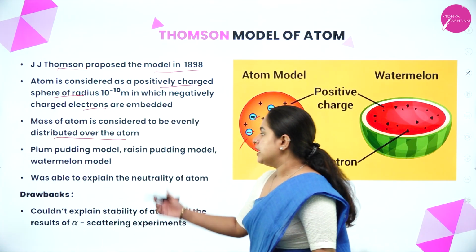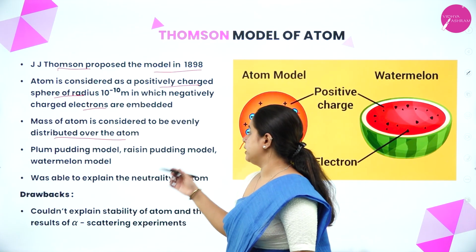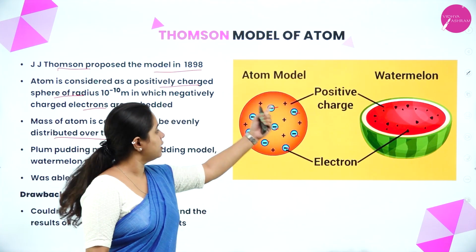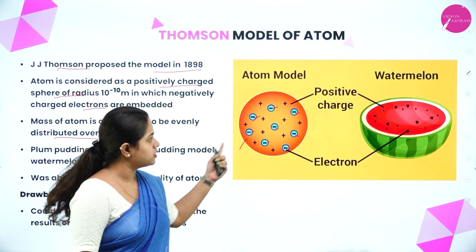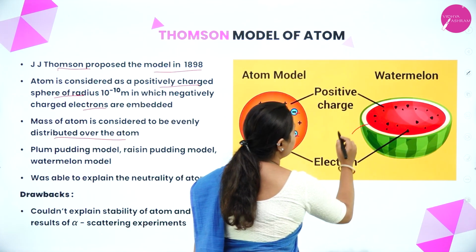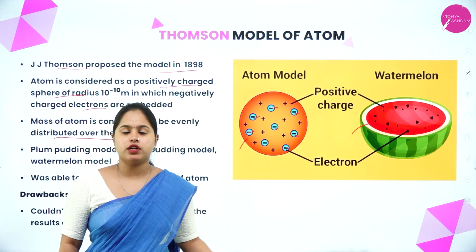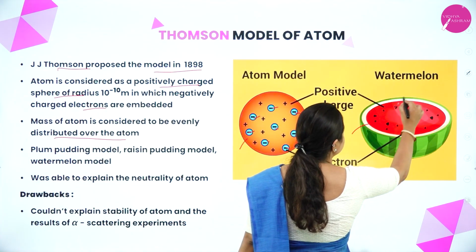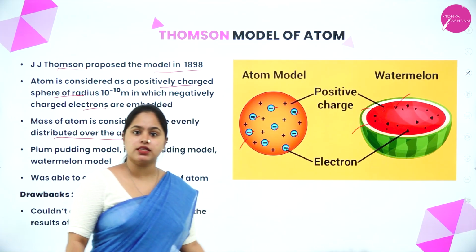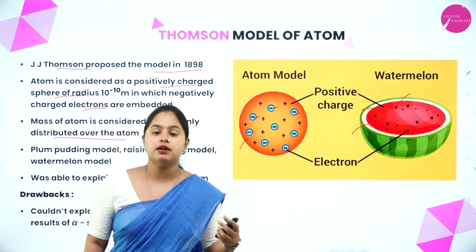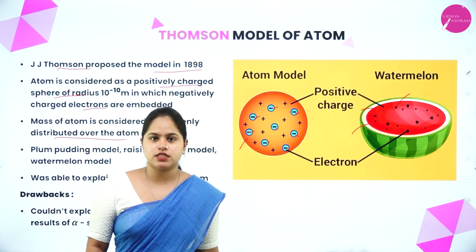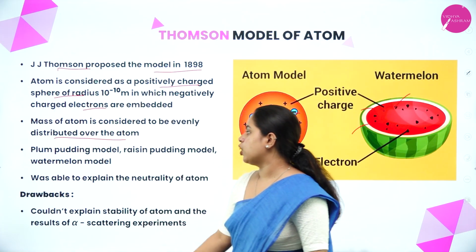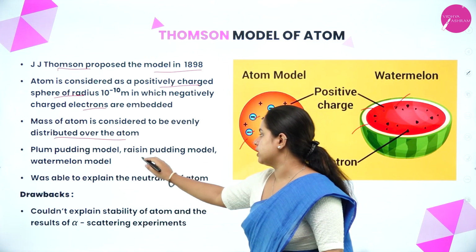Now, it is also called the plum pudding model, raisin pudding model or watermelon model. Why is it called so? You can compare the model of atom proposed by Thomson to a watermelon. The red part of the watermelon is considered as the positively charged sphere, and the black seeds are considered as the negatively charged electrons, right? So you are able to relate it. Hence the name watermelon model, or you can also call it the plum pudding model or raisin pudding model.